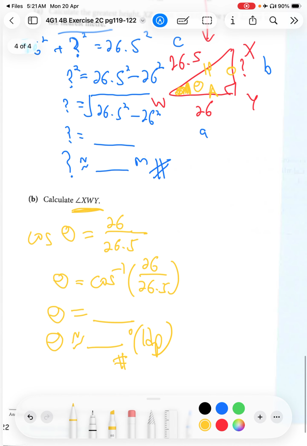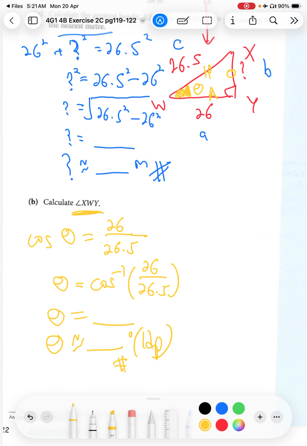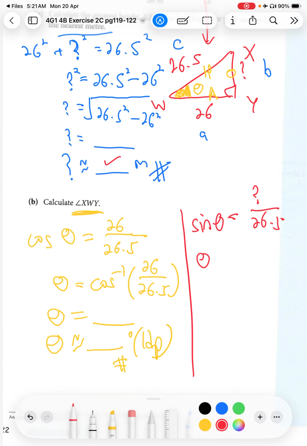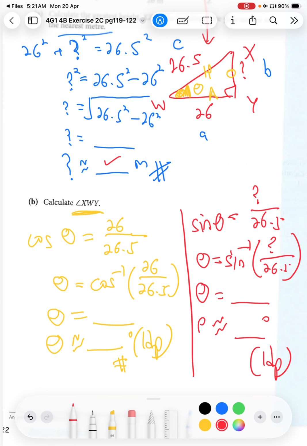For example, let's say you have the value here and you want to use O and H, SOH, sine. It's also possible. Sine theta is the question mark answer over 26.5. You bring the sine over, sine inverse of the question mark answer over 26.5. You press the calculator, you round off, and you'll get the same answer, 1 dp.